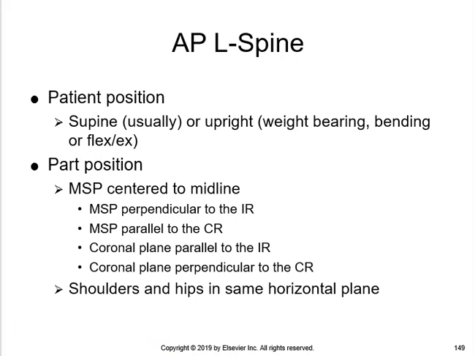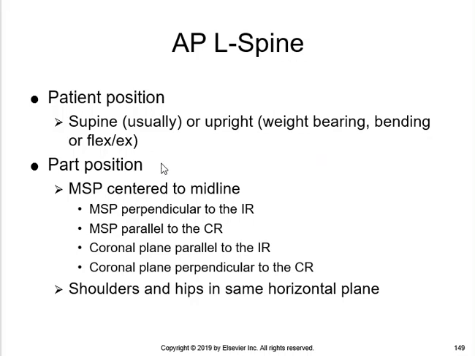L-spine views can be performed with the patient upright or laying down, typically supine. If we're shooting upright, then in a lot of cases what we're looking for is weight bearing or possibly bending. Bending differs from flexion and extension in that flexion and extension views are with the patient bending forward or backwards, just like in the C-spine, as opposed to bending views, which would be lateral bending. And in both of those cases, what we're looking for in a lot of cases is fusion, just like what we were talking about in C-spines as well.